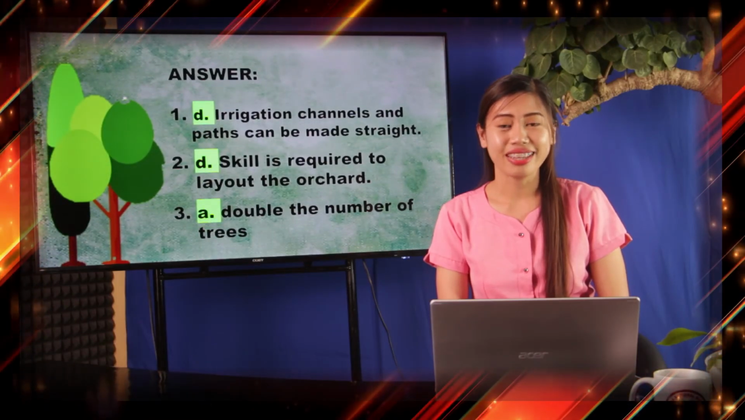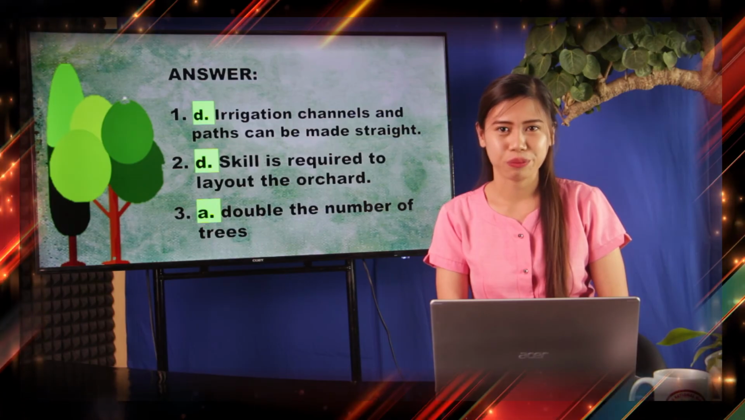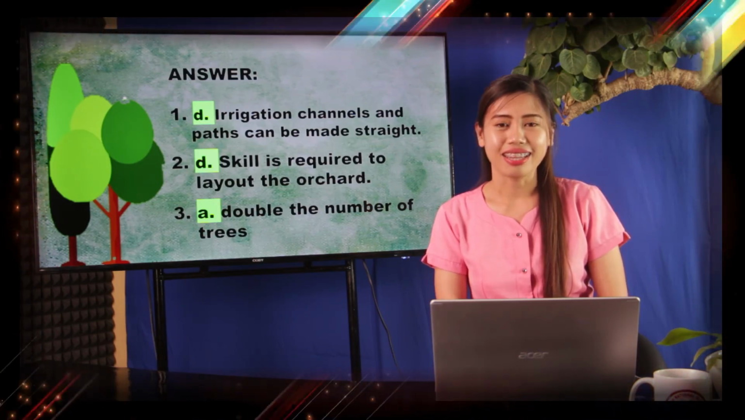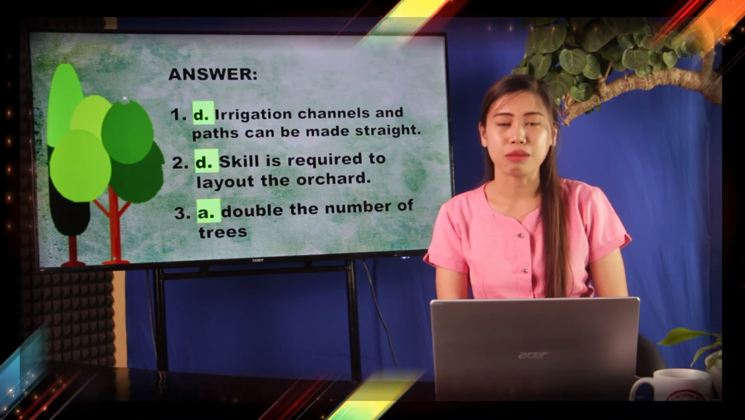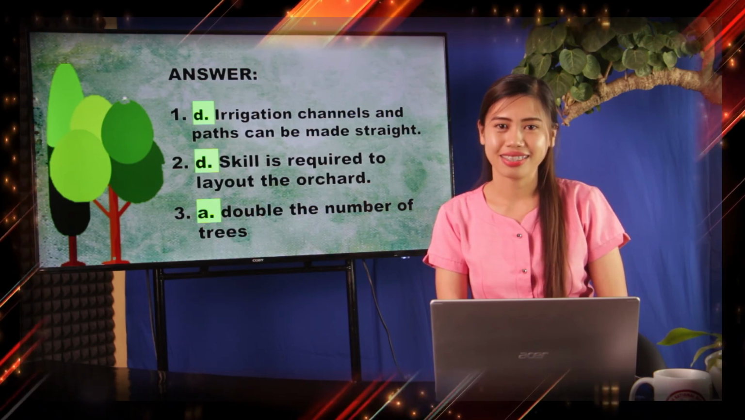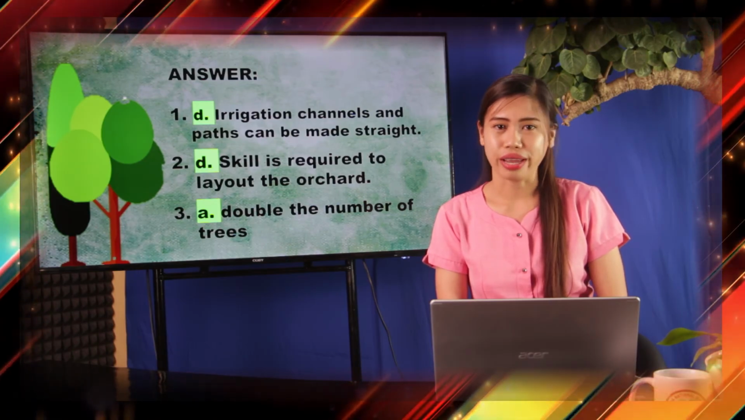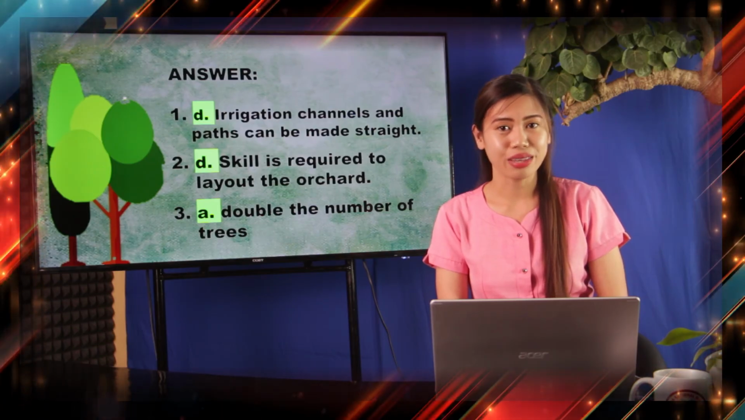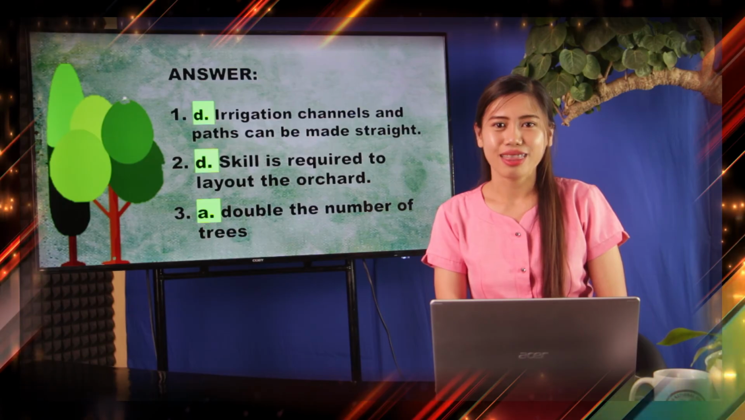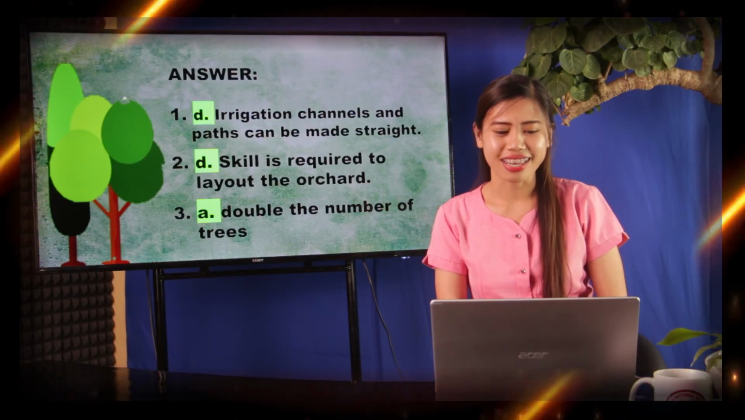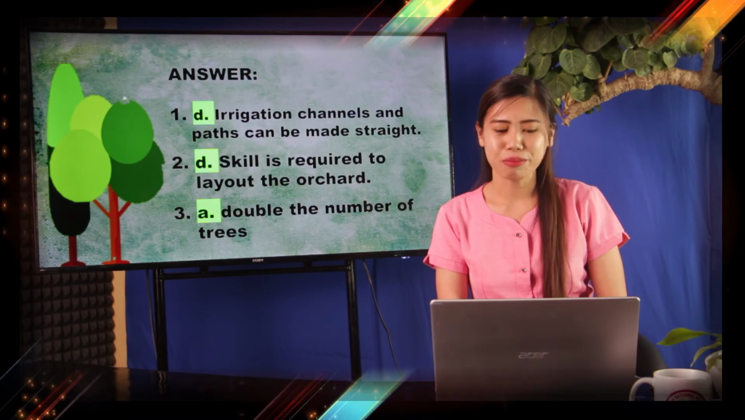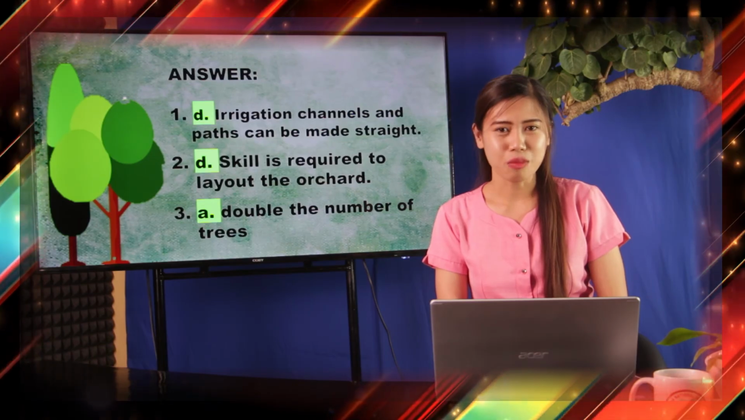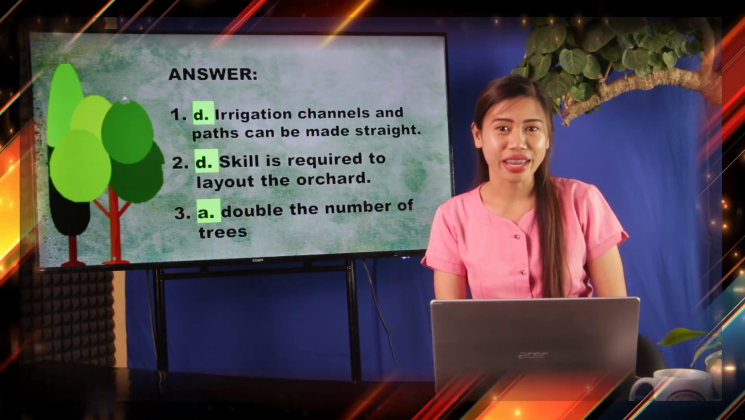Now, let us reveal the correct answers for each question. For number 1, the correct answer is letter D. Irrigation channels and paths can be made straight. For number 2, the correct answer is letter D. Skill is required to lay out the orchard. Number 3, the correct answer is letter A. Double the number of trees. You did great! I hope you were able to get the correct answers.